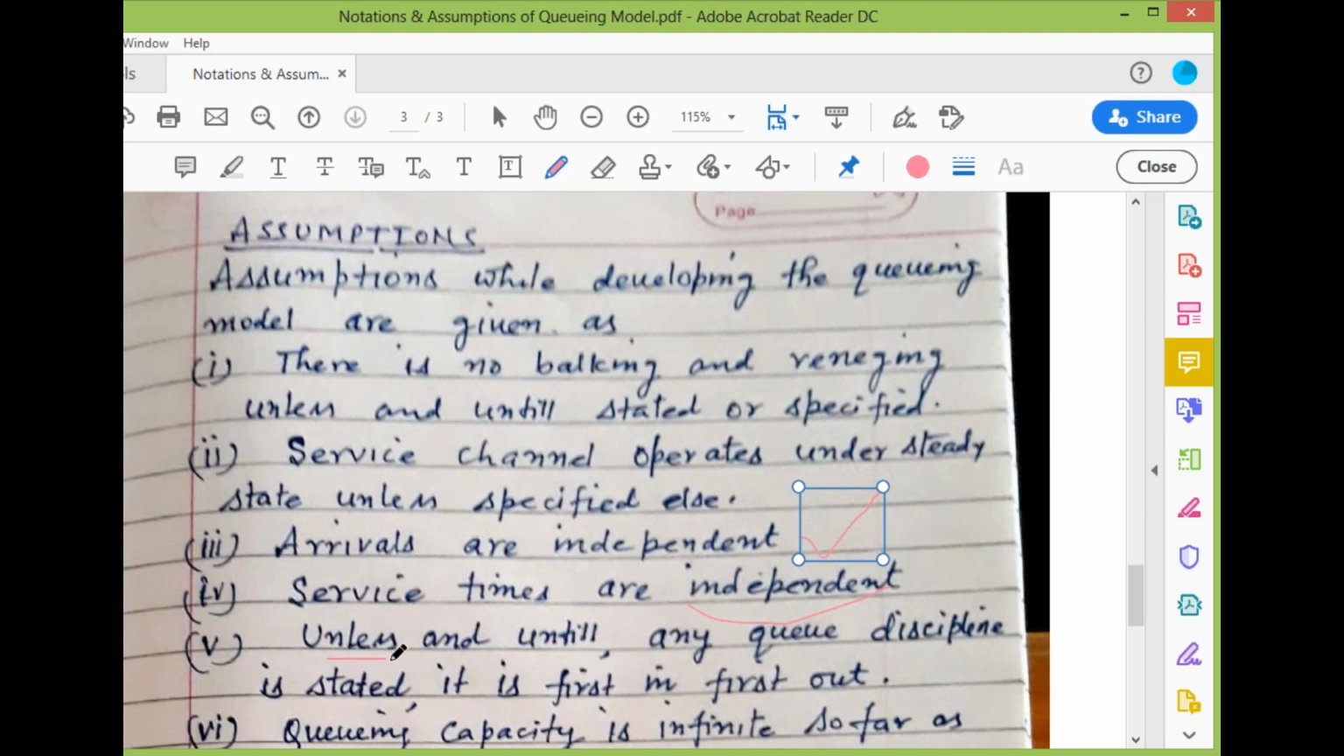And the next, the fifth one, is what? Queue discipline. Until and unless any queue discipline is mentioned or given to us, it is first come, first out. We should not bother that we are not given the discipline of the queue. It is understood that the discipline is first in, first out.